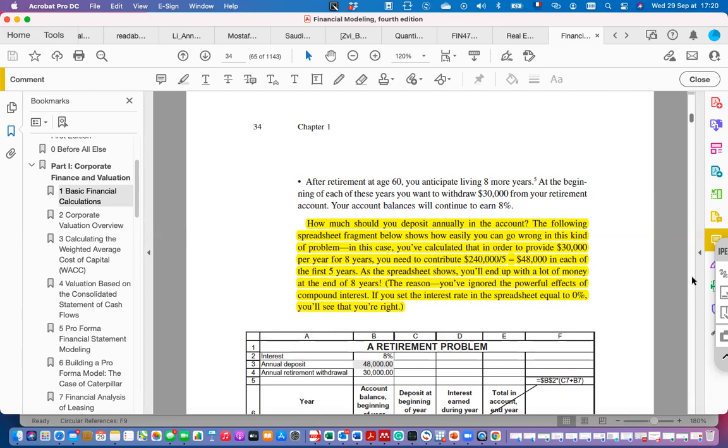If you deposit less than you need, you will not be able to withdraw $30,000 and you will not be able to have a comfortable life once you retire.